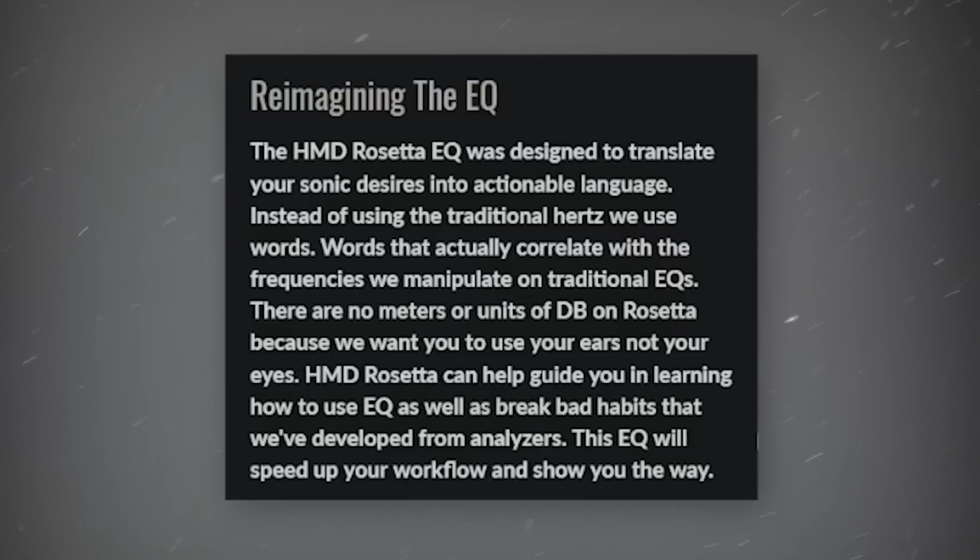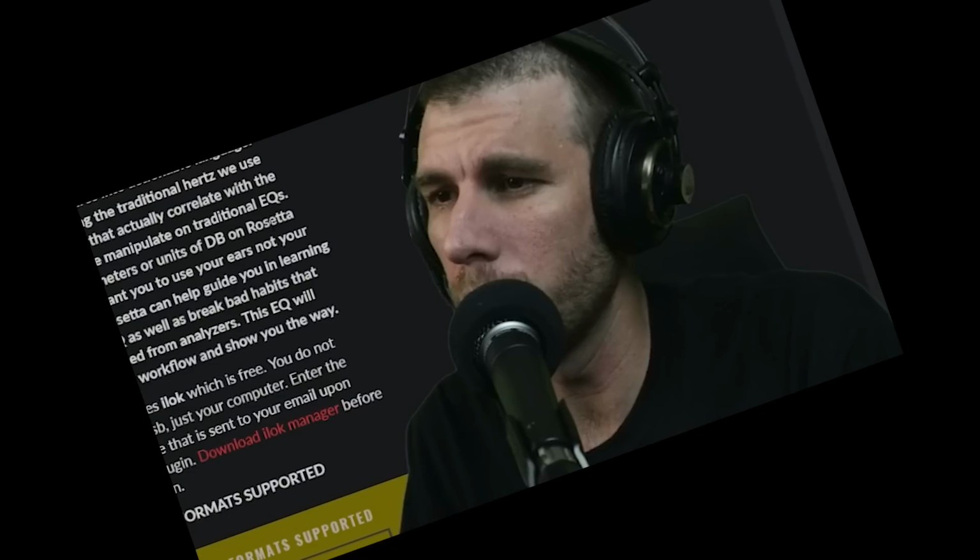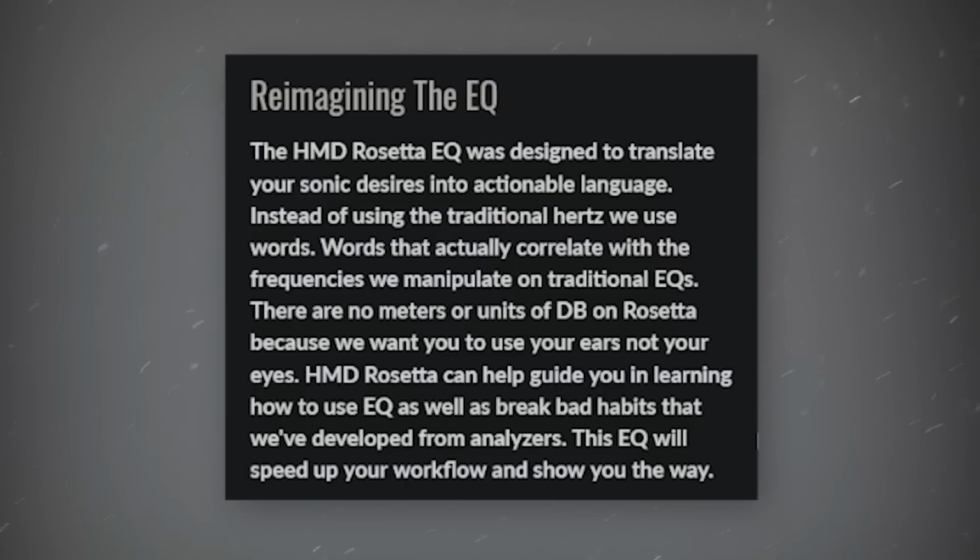Okay, so the Rosetta EQ was designed to translate your sonic desires into actionable language. I'm just going to read what they have on their website here. Instead of using the traditional hertz, we use words. Words actually correlate with the frequencies we manipulate on traditional EQs. There are no meters or units of dB on Rosetta because we want you to use your ears and not your eyes. HMD Rosetta can help guide you in learning how to use EQs as well as break bad habits that we're developing from analyzers.